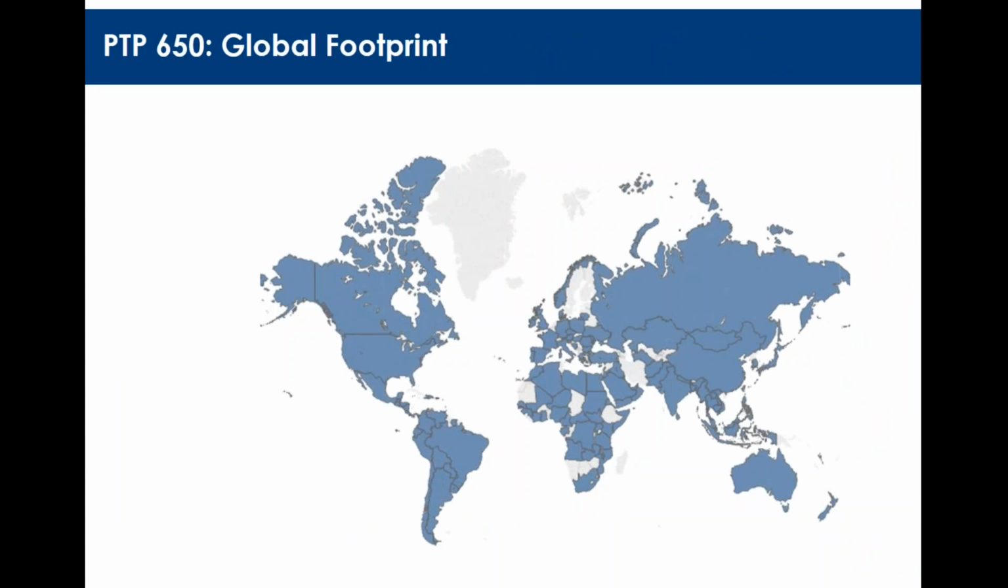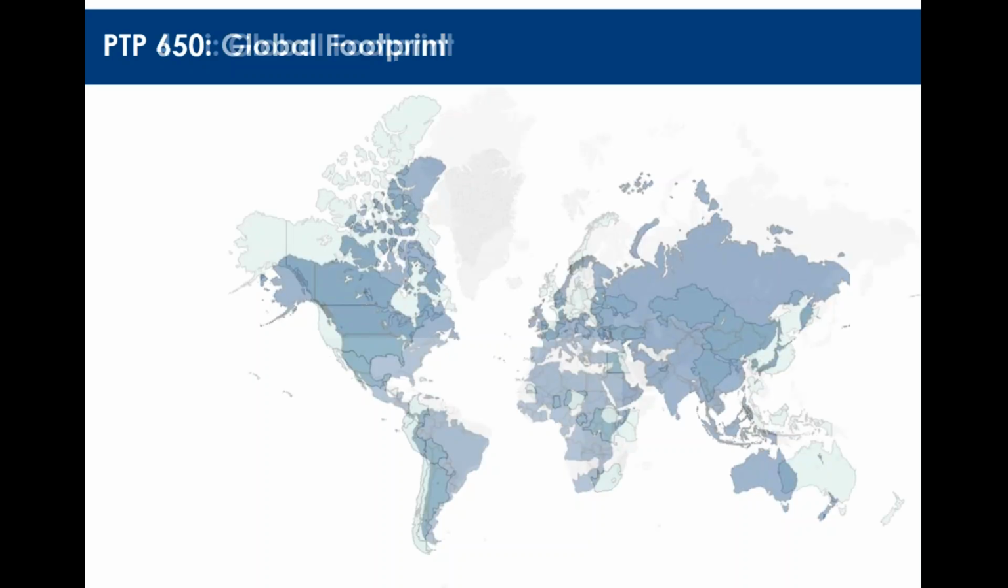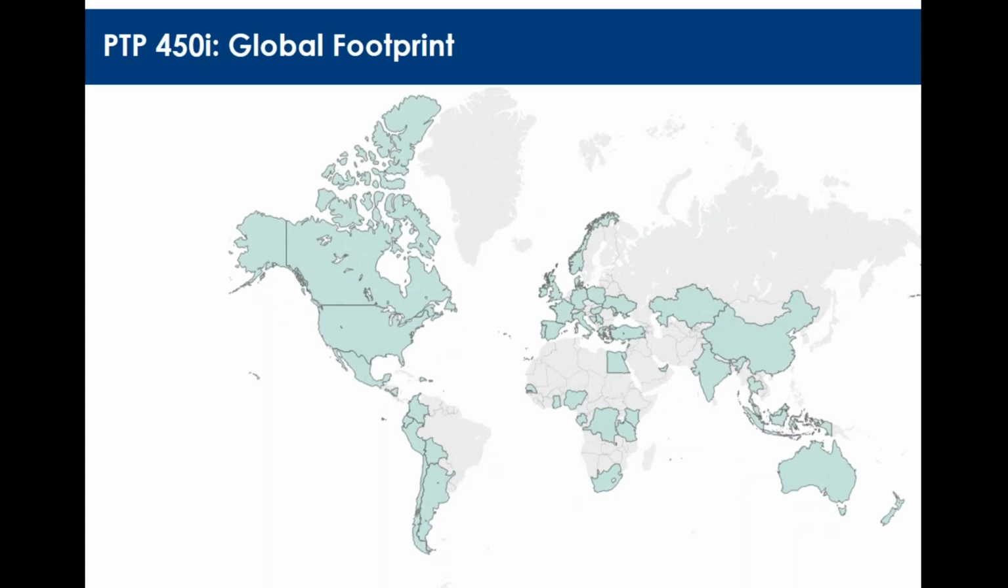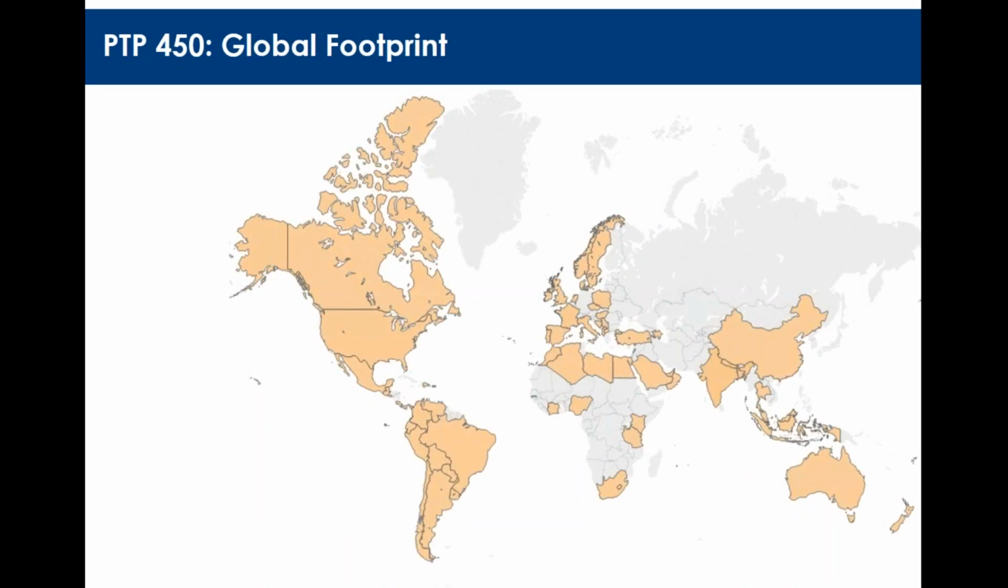So this shows us the global footprint of the PTP 650, which the 670 is based on. This gives you a feel for the product utility and what it's achieved so far in the past 2-3 years. These are the countries in which we have shipped the PTP 650, and we expect the same for the 670 as well. This showcases the product footprint for the PTP 450i, which is another flagship product that we have. And this one represents the PTP 400 series.